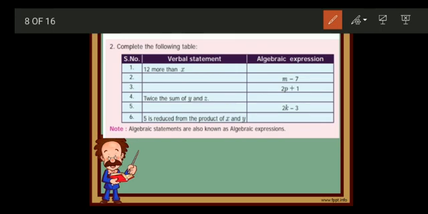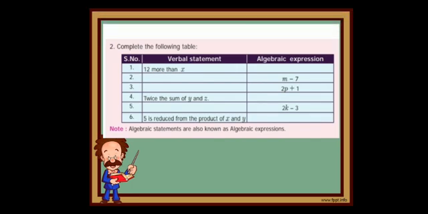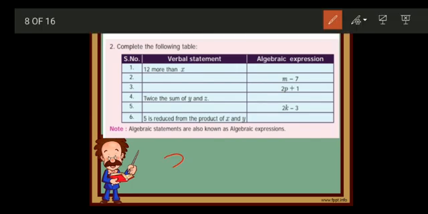Okay. So see the sixth one, 5 is reduced from the product of x and y. So the product of x and y is xy. Right. 5 is reduced from the product of x and y. 5 is reduced means subtracted 5. So the algebraic expression of the sixth one is xy minus 5. Okay, this table you have to write in your assignment.